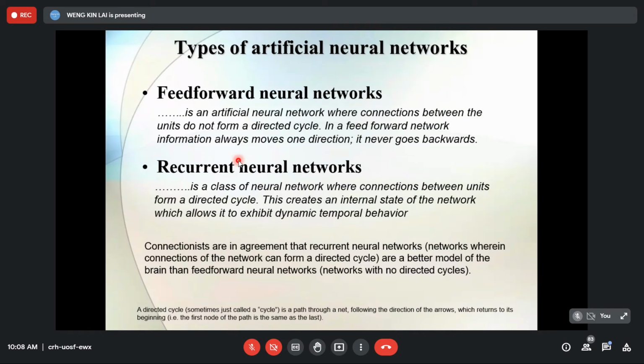Now, what are feed-forward neural networks? Basically, if you look at the first class, the feed-forward, it is an artificial neural network where the connections between the units, the processors, do not form a directed cycle. Now, what's a directed cycle? A directed cycle is a path through the net, following the direction of the arrows, that comes back to where it started.